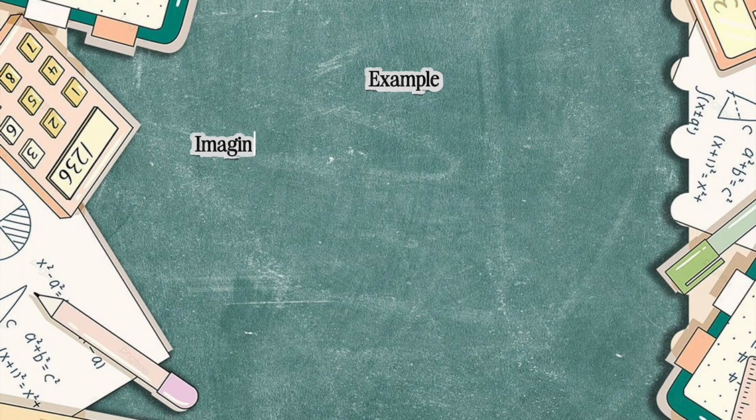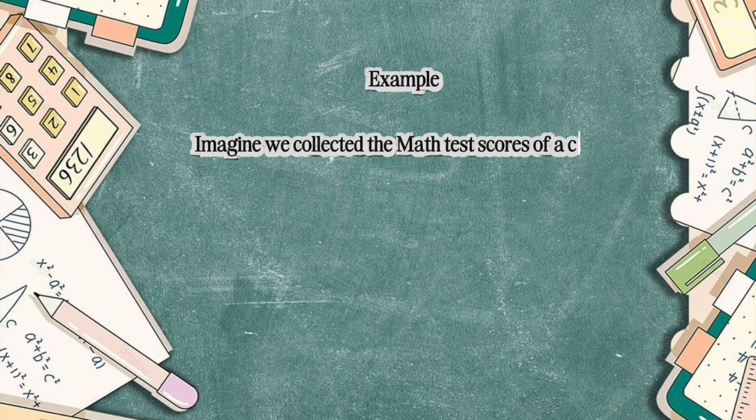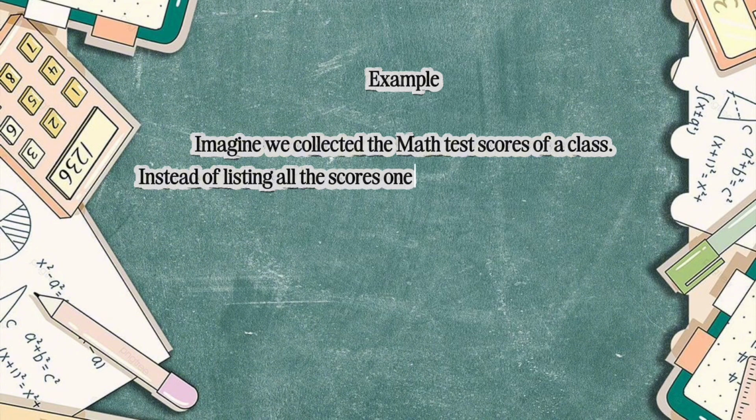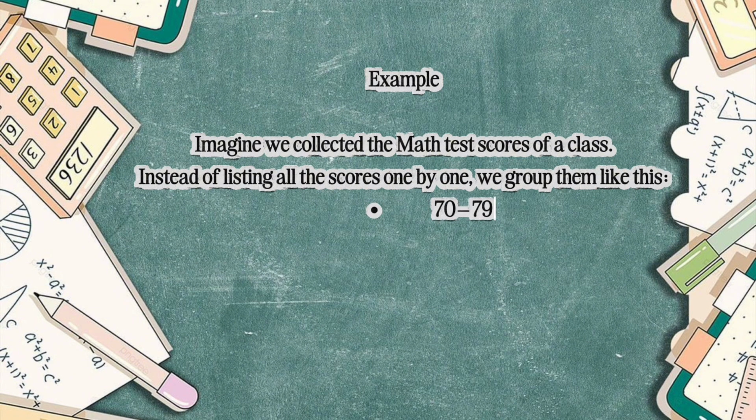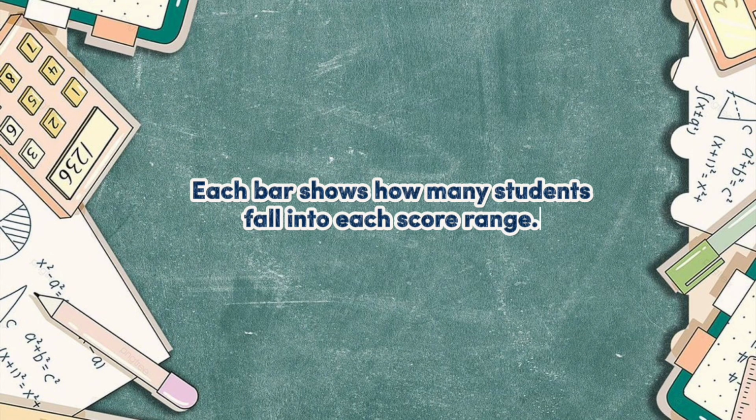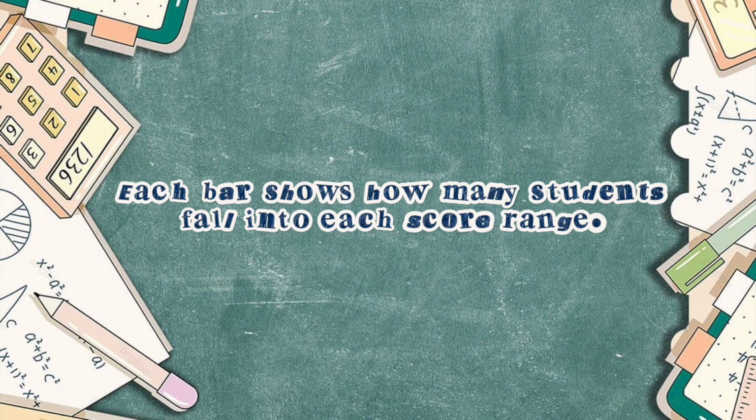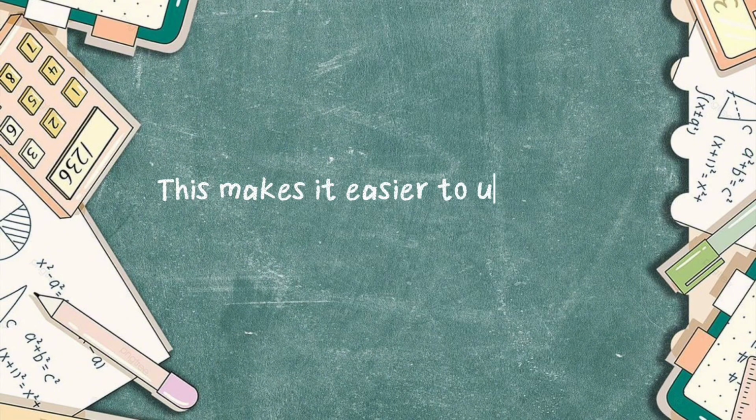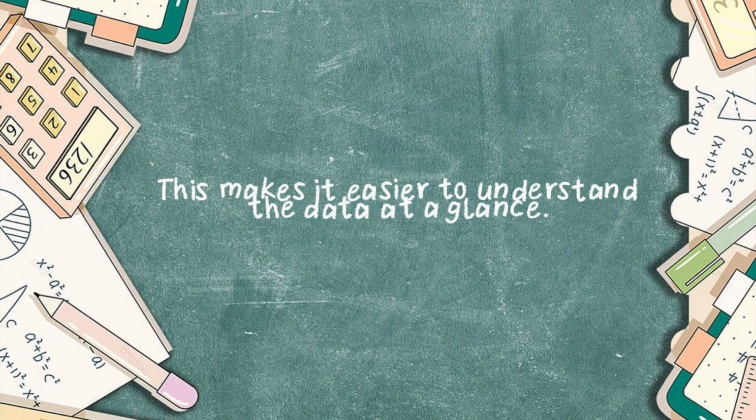Example: imagine we collected the math test scores of a class. Instead of listing all the scores one by one, you group them like this: 70 to 79, 80 to 89, and last is 90 to 100. Each bar shows how many students fall into each score range. This makes it easier to understand the data at a glance.